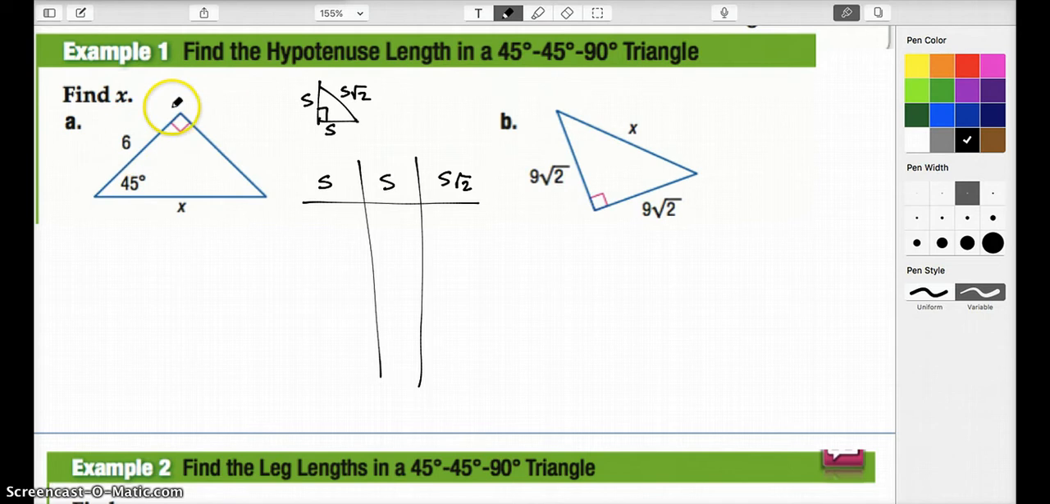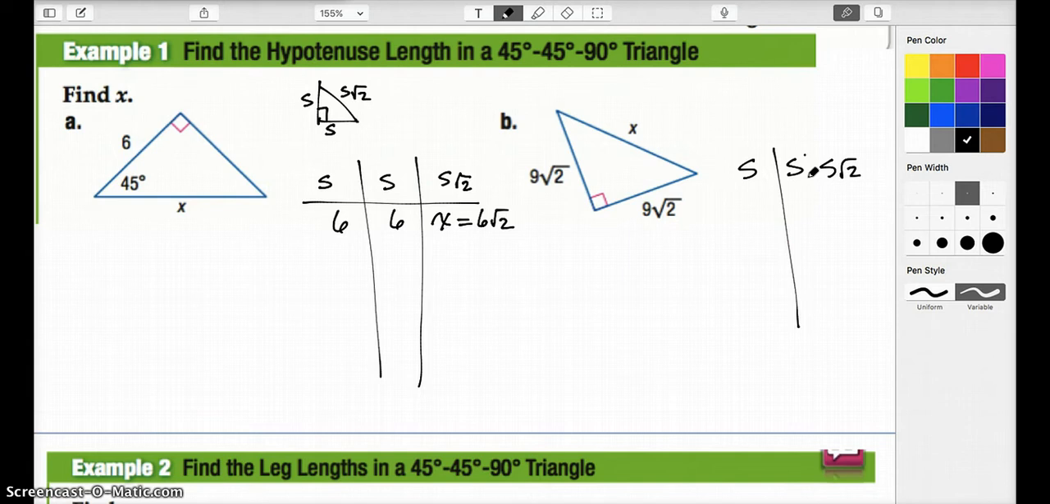So here, what is the leg length? It's 6. And obviously the other one is 6. They didn't ask me, but now I know that X has to be equal to 6 root 2, right? Side, side, side root 2. So that wasn't too bad. Let's look at this one over here. Again, I have the same situation where I'm given the legs, and that's not too hard. So I've got S root 2.